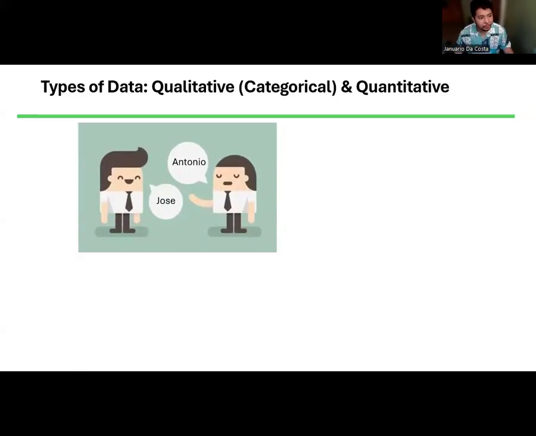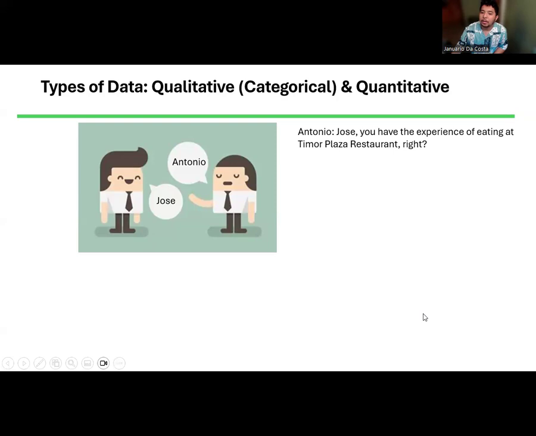For example, this is Antonio and that's Jose. Antonio and Jose are having a conversation. For example, can you read Antonio? And who can read Jose?